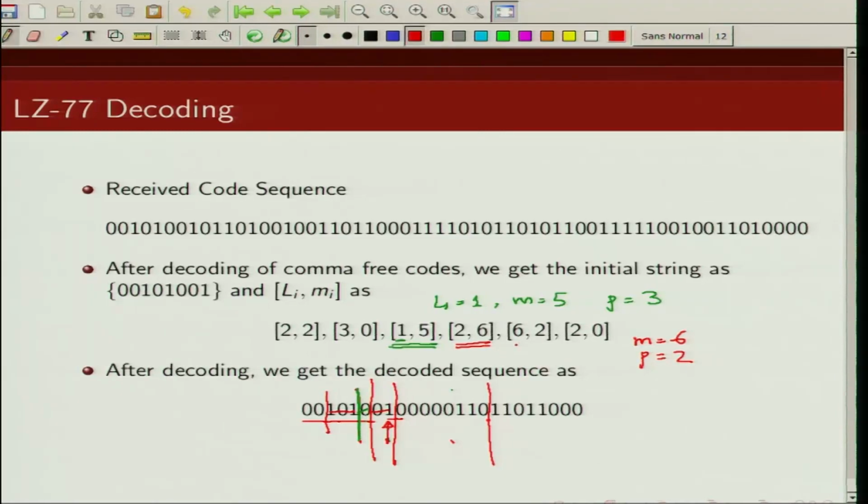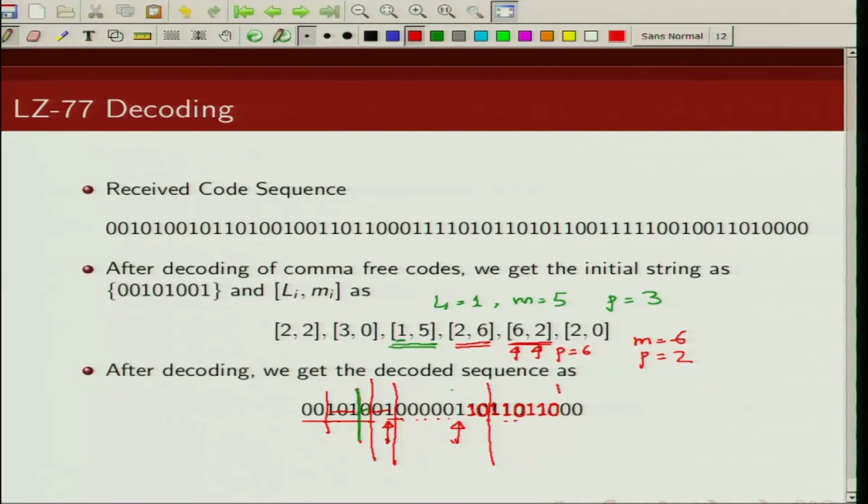Now look at this one. L is 6, M is 2. So M is 2 meaning this corresponds to P is 6. So look at the 6th entry, 1 2 3 4 5 6. So we have to look at a match of length 6. Now the first match is 1, that's this. The second match is 1, that's this. The third match is this. Now the fourth match here is 1, so that's this. The fifth match is this, and the sixth match is 0. So this is the string that has been added.